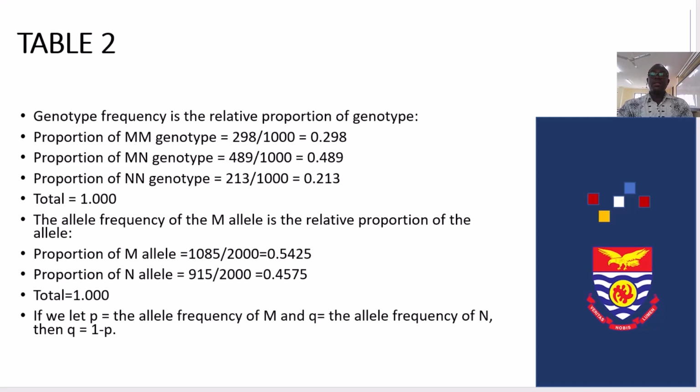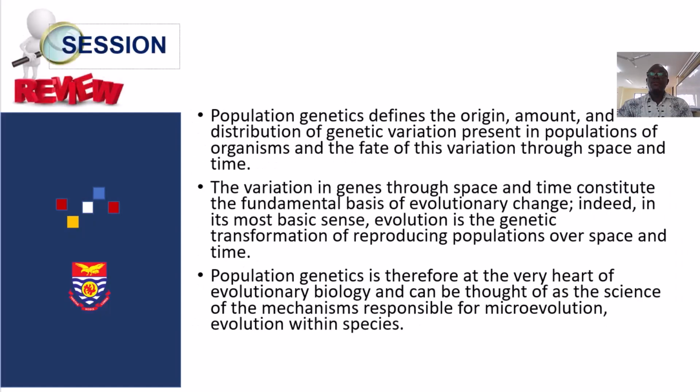The allele frequency of the M allele is the relative proportion of the allele. Proportion of M allele equals 1085 over 2000, giving us 0.5425. Proportion of N allele is 915 over 2000, giving us 0.4575. Total is 1.000. If we let P equal the allele frequency of M and Q the allele frequency of N, then Q equals 1 minus P.